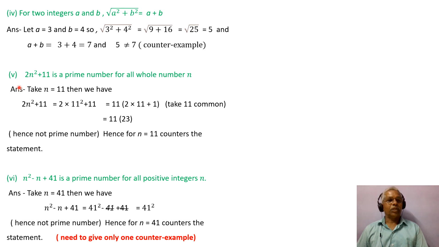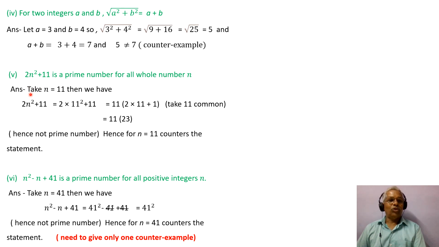Fifth one: 2n square plus 11 is a prime number for all whole numbers n. Answer: take n equal to 11. Very smart answer. If you take n as 11, then it cannot be a prime number. You can remember this trick if you come across such an example in future.